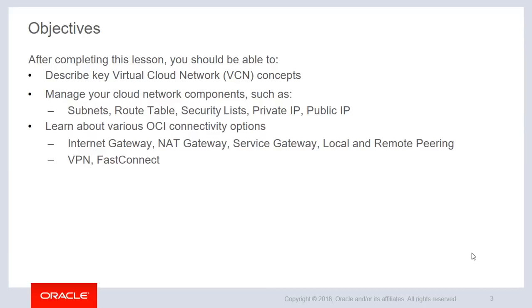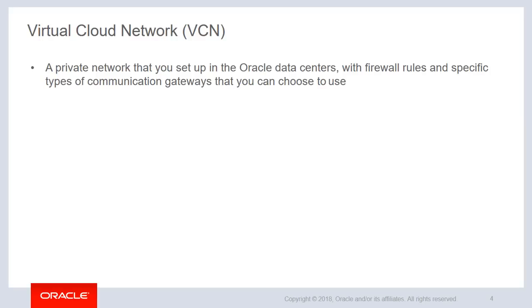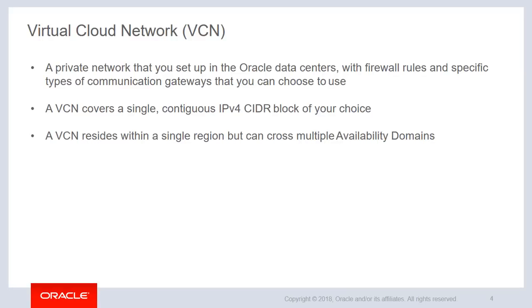Now this is a level 100 course, and we also have a level 200 course on virtual cloud network where we dive deeper into more advanced concepts. As per our documentation, a virtual cloud network is a private network that you set up in the Oracle data centers with firewall rules and specific types of communication gateways that you can choose to use. A VCN covers a single contiguous IPv4 CIDR block of your choice, and a VCN resides within a single region but can span multiple availability domains.